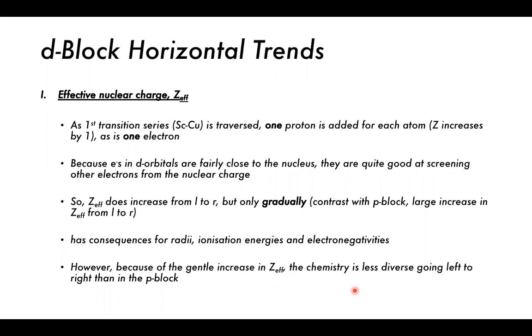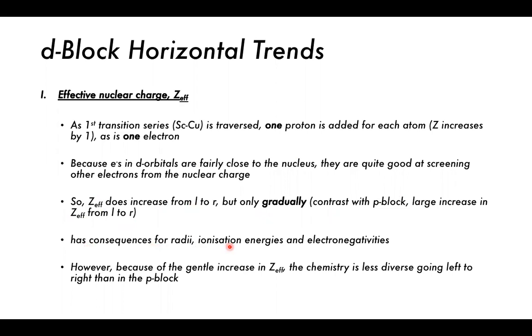As the first transition series, scandium to copper, is traversed, one proton is added for each atom. So as Z increases by 1, so does the number of electrons. Because the electrons in d orbitals are fairly close to the nucleus, they're quite good at screening other electrons from nuclear charge, for example the 4s electrons. So Z effective does increase from left to right, but only gradually. Contrast this with the p block, where there is a large increase in the effective nuclear charge from left to right.